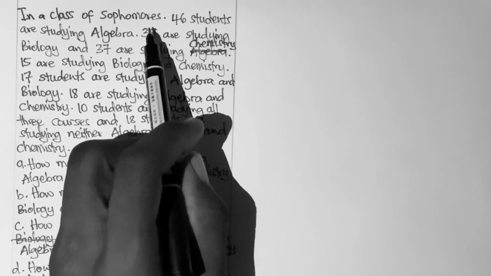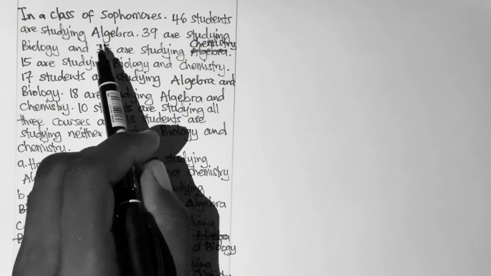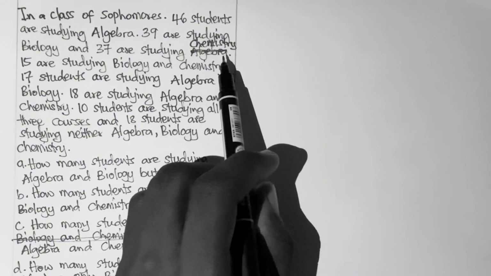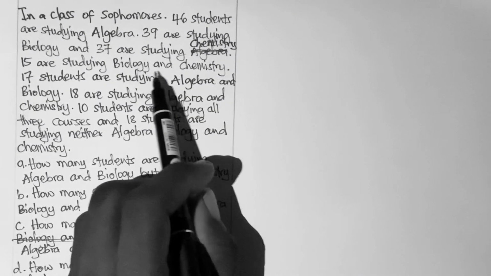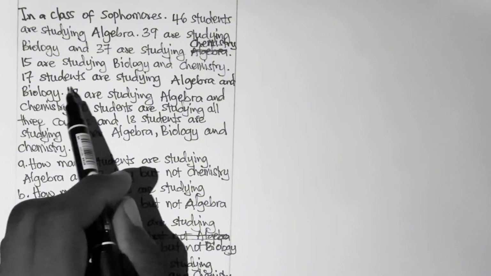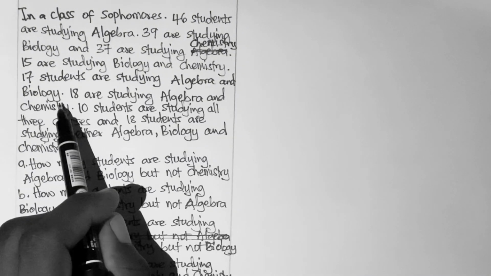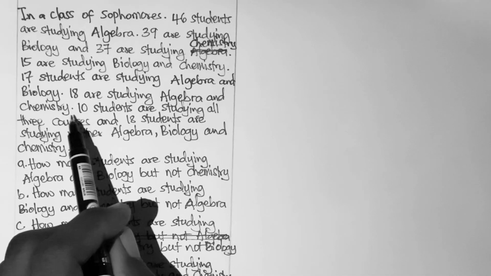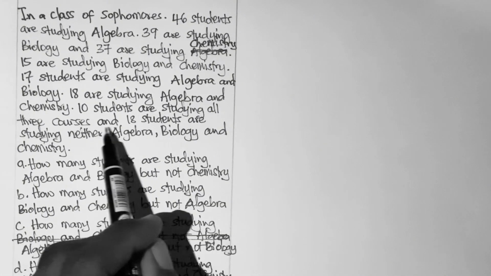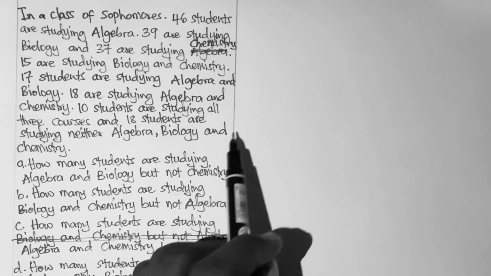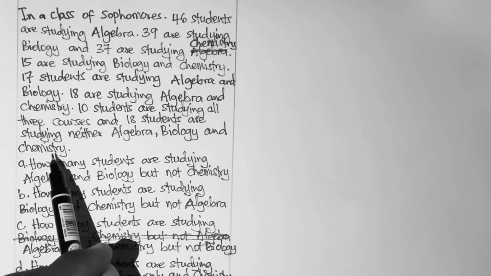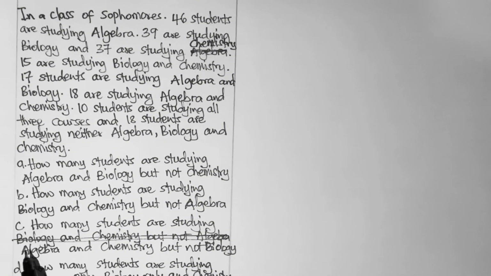In a class of sophomores, 46 students are studying algebra, 39 are studying biology, and 37 are studying chemistry. 15 are studying biology and chemistry. 17 students are studying algebra and biology. 18 students are studying algebra and chemistry. And 10 students are studying all three courses. And 18 students are studying neither algebra, biology, nor chemistry. So they've asked some questions here.